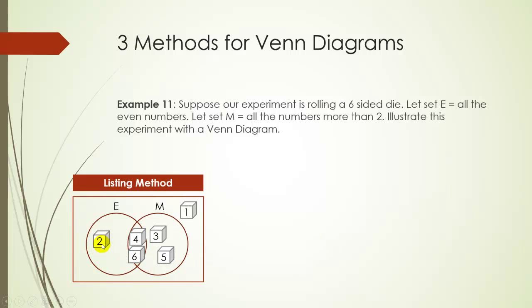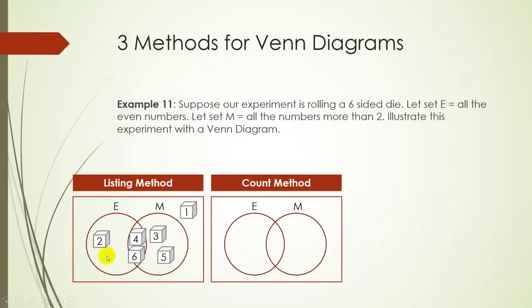Okay, so we have a 2 that is even, but not more than 2. We have 4 and 6, that are both even and more than 2. And 3 and 5, that are more than 2, but not even. And then 1 is none of those. That's just one way to show something on a Venn diagram. Another way is counting the number of elements in each part. We have 1 element in the even-only group, 2 elements in both, 2 elements in the more than 2 group but not even, and then 1 element outside, loose in the box. And again, you can put these numbers really anywhere in those regions.